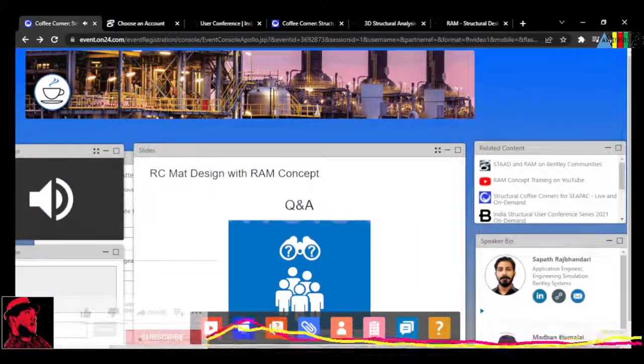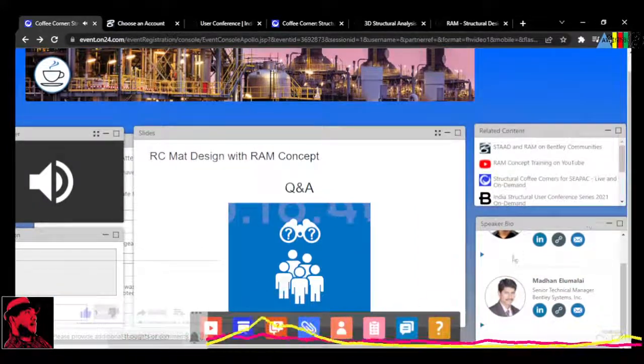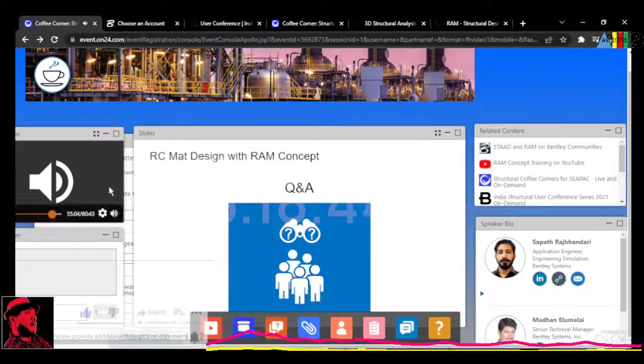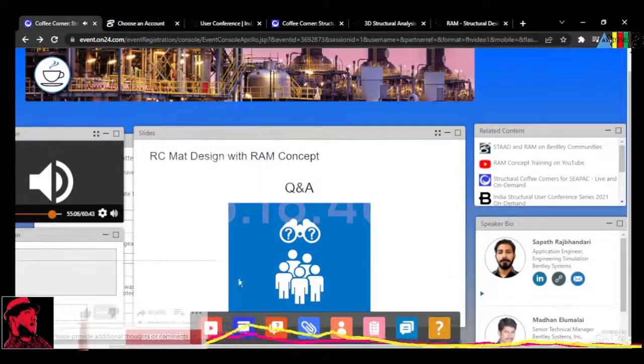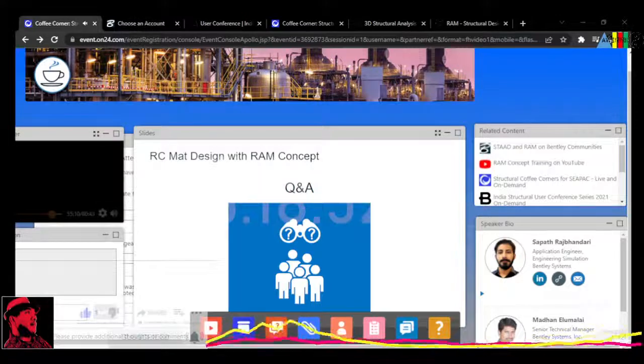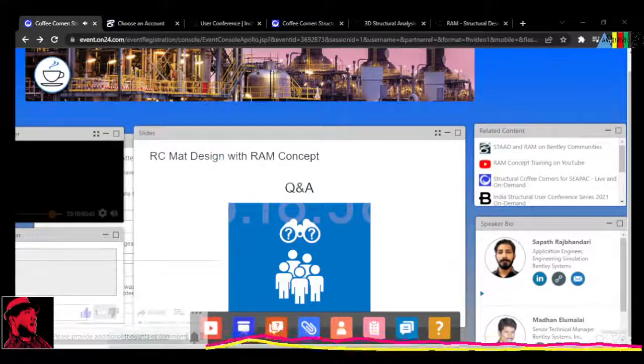Another question is the same: why can't we model walls as beams and turn the torsion off? Yes, you can do that. Someone is again asking for the presentation slides. So yes, if anyone is interested in getting the presentation slides, please leave your email address here, and I can get back to you on that.